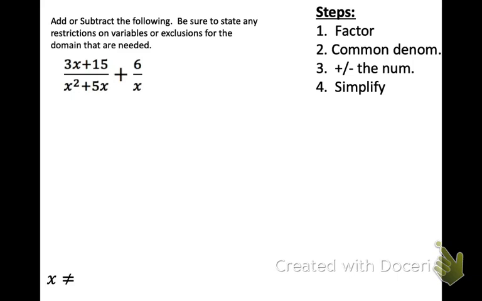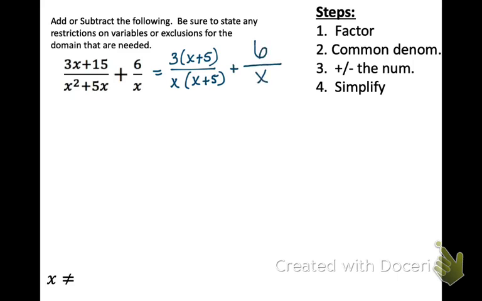All right, next one. I do need to make common denominators, so I'm going to start by factoring everything. This might help me make common denominators. So 3x plus 15, I can pull a 3 out. And on the bottom, x squared plus 5x, I know I can pull out an x. And then we have plus, and we can't factor 6 or x, so I'm just going to leave them the same.